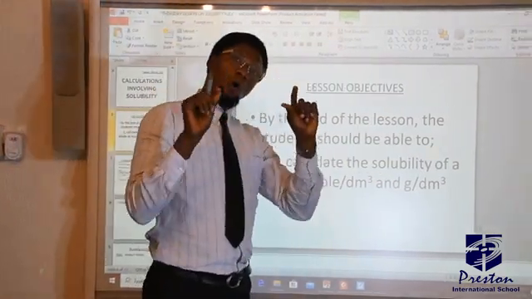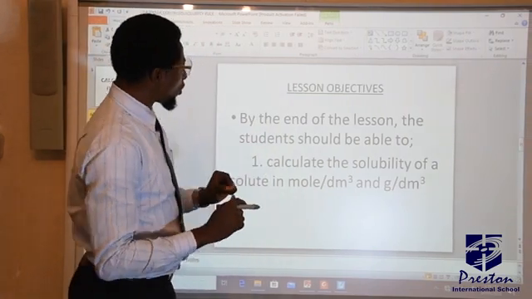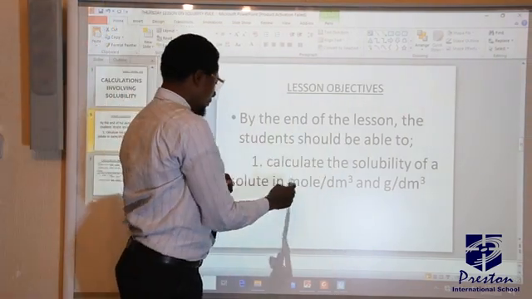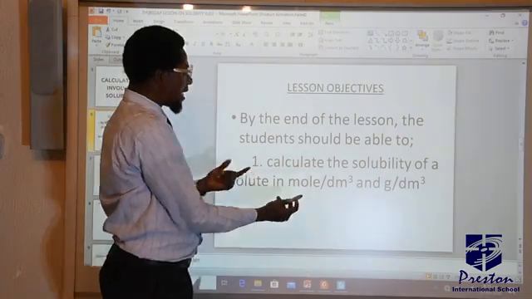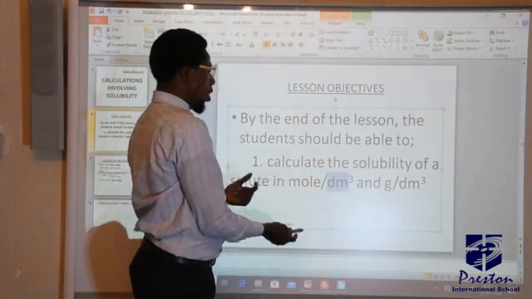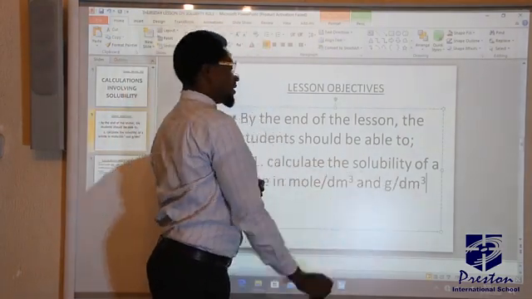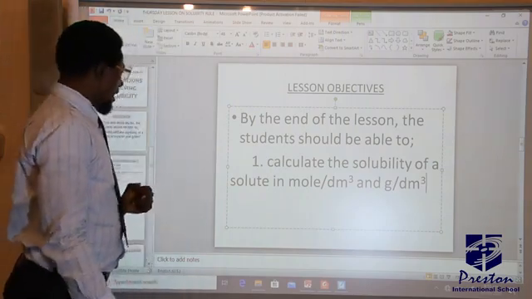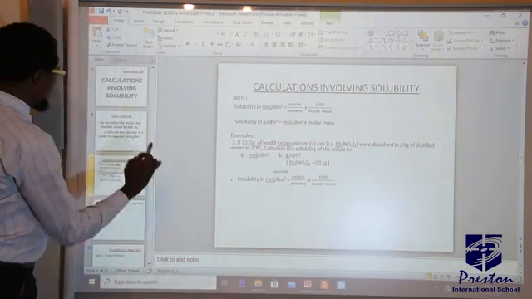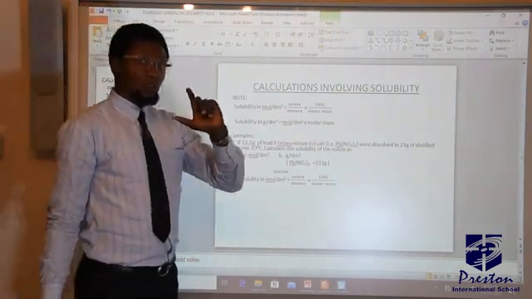At the end of the whole thing, we must be able to calculate the solubility of a solid in either mole per dm cube or grams per dm cube. All right? Now, let's proceed to see some certain things we need to know.